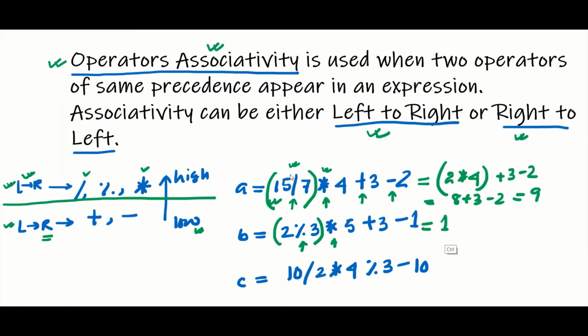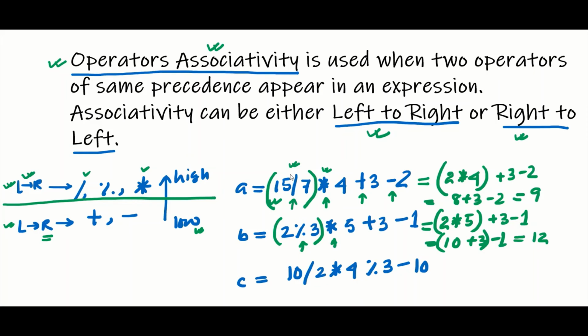Sorry, the remainder will be 2. And then we need to multiply with 5. So that will be the next step. And then plus 3 minus 1. So the result will be 10 plus 3 minus 1. Next, this part will be evaluated first. Plus and minus are equal in priority, so left to right. So 13 minus 1 becomes 12.